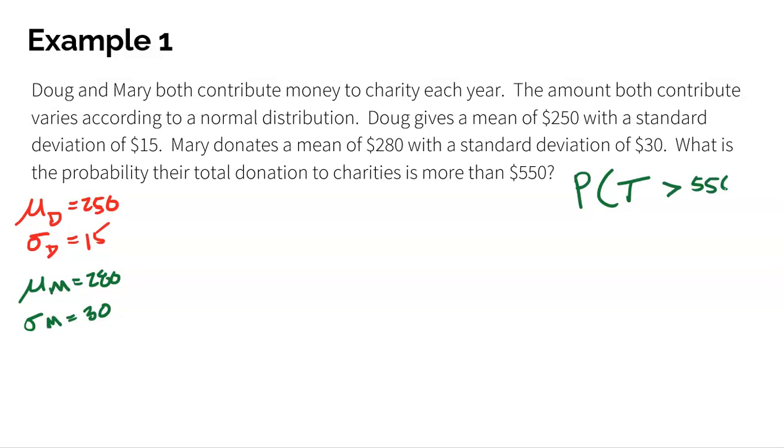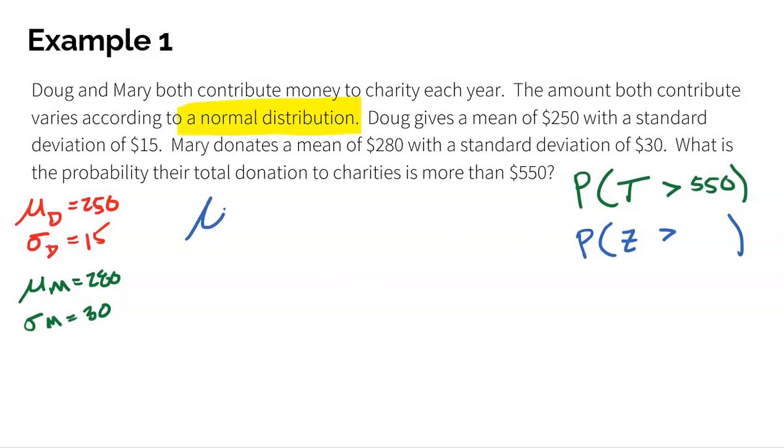than $550. Now, the most important part is that it says both of them follow a normal distribution, which means when I combine them here in a second, that will also follow a normal distribution. So to actually answer the question, the first thing I'm going to need to do is figure out a z-score for 550. Where does 550 fall in this total combined normal distribution? Well, to find a z-score, I need a mean and I need a standard deviation.